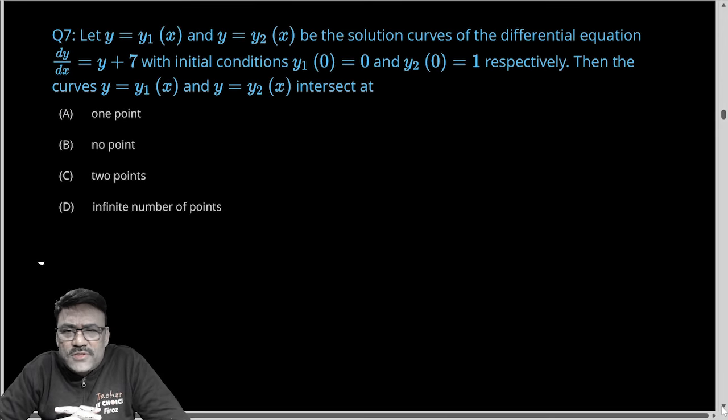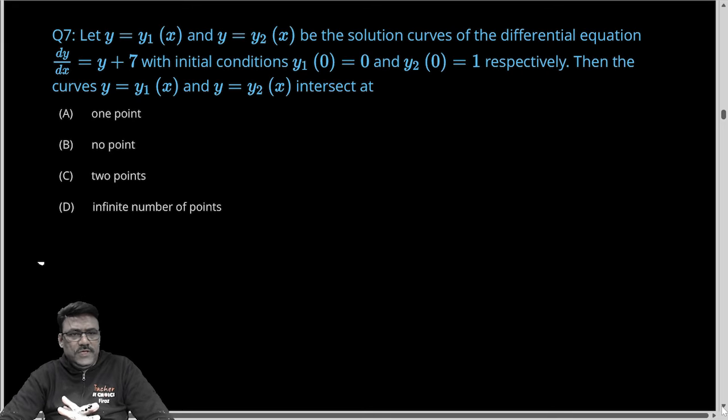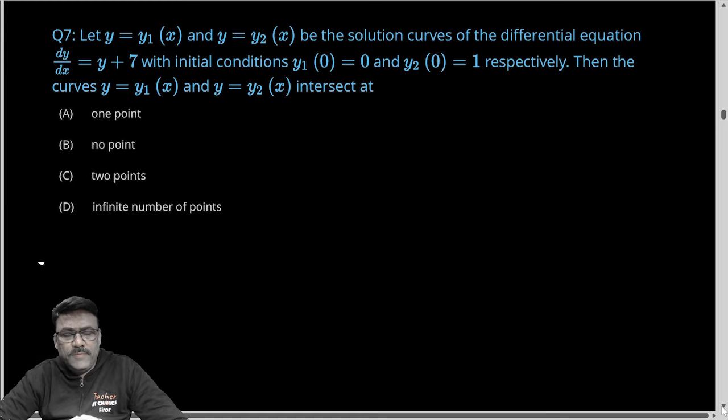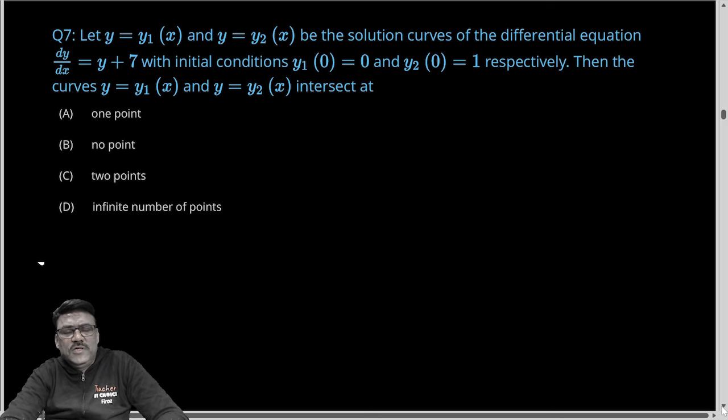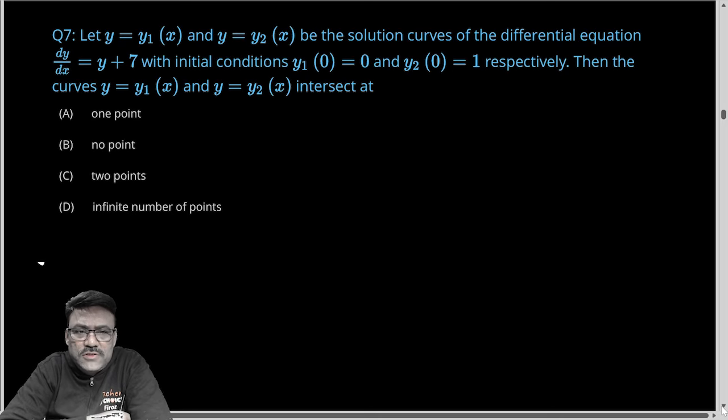Okay, let's see this question now. This is from differential equation. y1 and y2 are the two solutions of this differential equation dy/dx = y + 7. y1(0) is 0, y2(0) is 1. Then these two curves y = y1(x) and y = y2(x) intersect at how many points? So basically you have to find the number of points of intersection of these two curves y1 and y2.